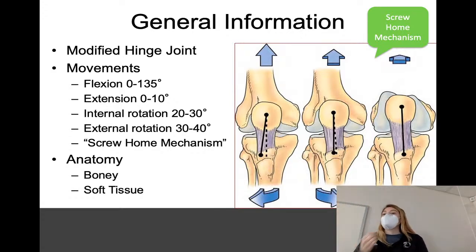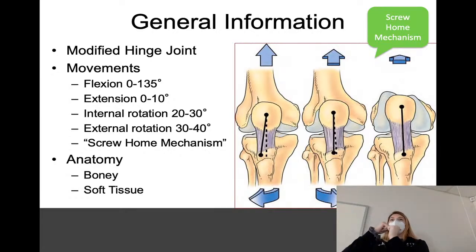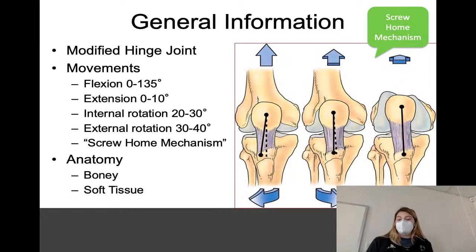And then when you go to flex, it has to unlock and rotate the other way. You can see in this picture, when we're extending, the tibia and fibula externally rotate, getting you into max extension. And when you want to unlock, it has to internally rotate so you can open up and get in place. So that is the screw home mechanism. And then we're going to talk about the anatomy, both the bony and the soft tissue.